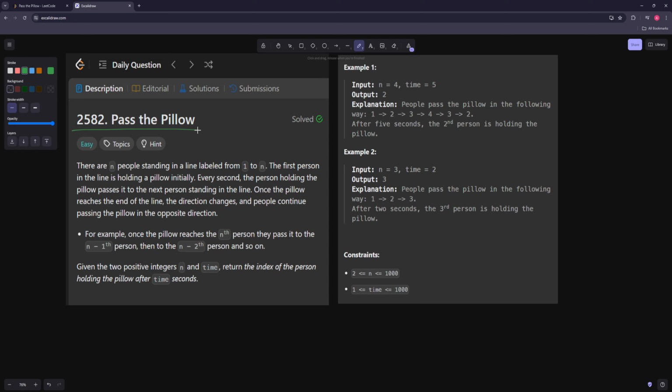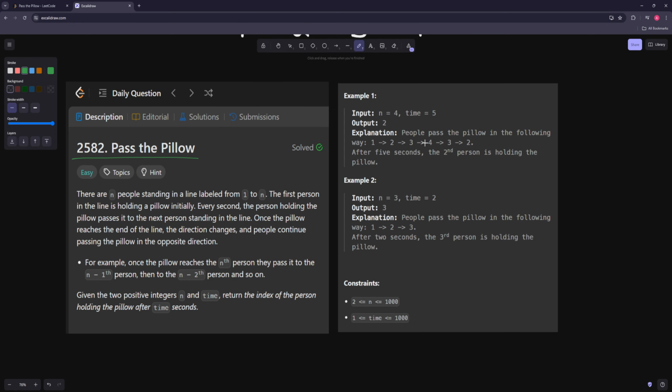And in this one you have n people standing in a line labeled 1 to n, and the first person is holding the pillow and the pillow goes to the right. Every second that person passes to the next person from 1 to n. And then once it gets to the end, it starts going backwards. So it'll keep going back and forth once it gets to the ends. So given two positive integers, n and time, return the index of the person holding the pillow after time seconds. And it takes 1 second for the pillow to pass from one person to the next. So that will always take 1 second.